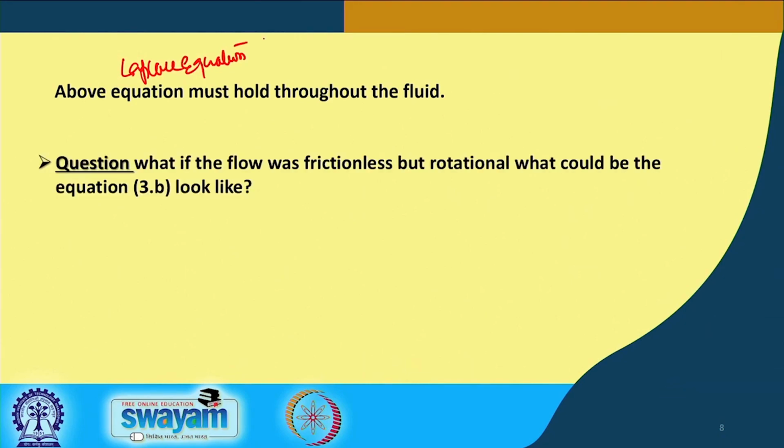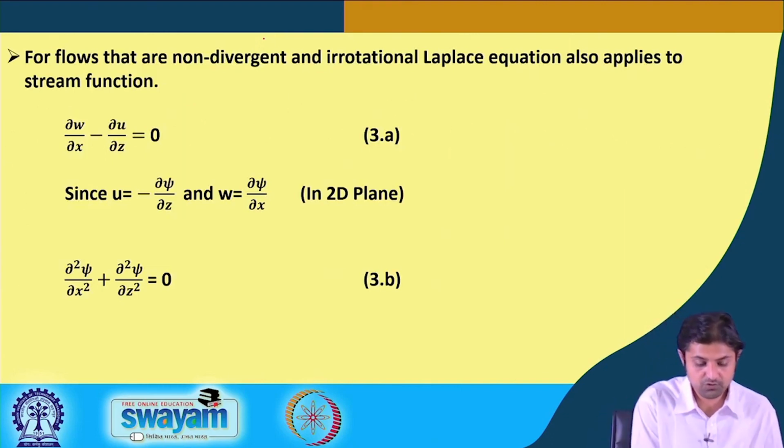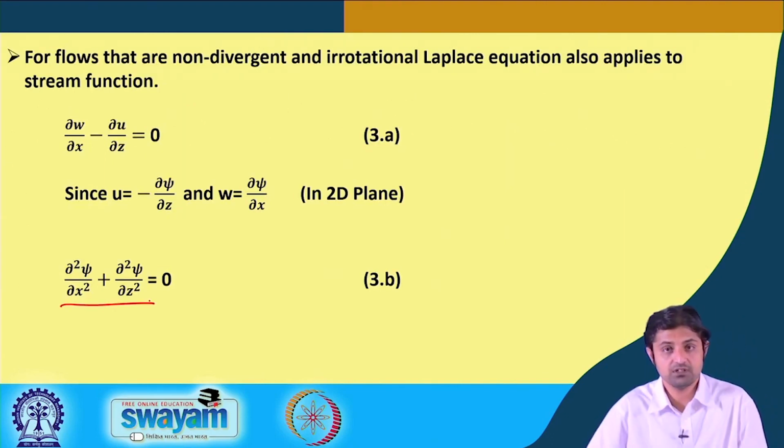All right. So at this point I have a small question for you, think about it. What if the flow was frictionless, but rotational, not irrotational? What could equation 3b look like?